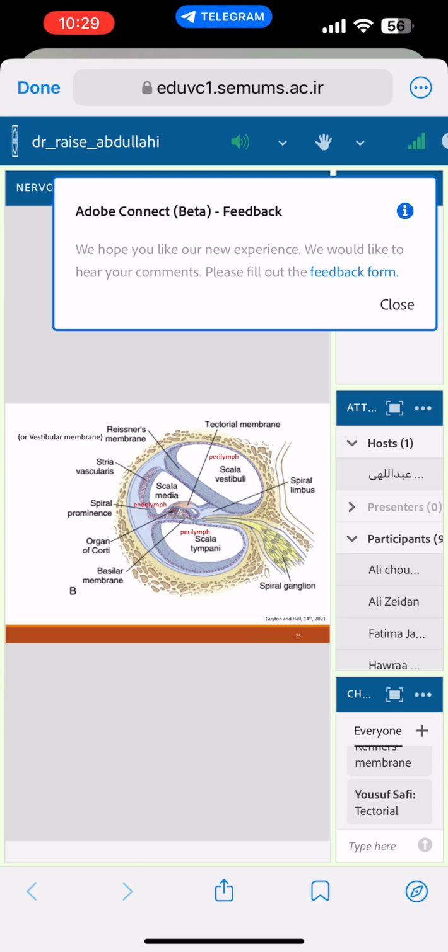But it's a different matter in terms of the scala media. As you can see, scala media is filled with endolymph. Okay, so the structure of the liquid system in the scala media is different with respect to the scala vestibuli and scala tympani. Perilymph, here endolymph.